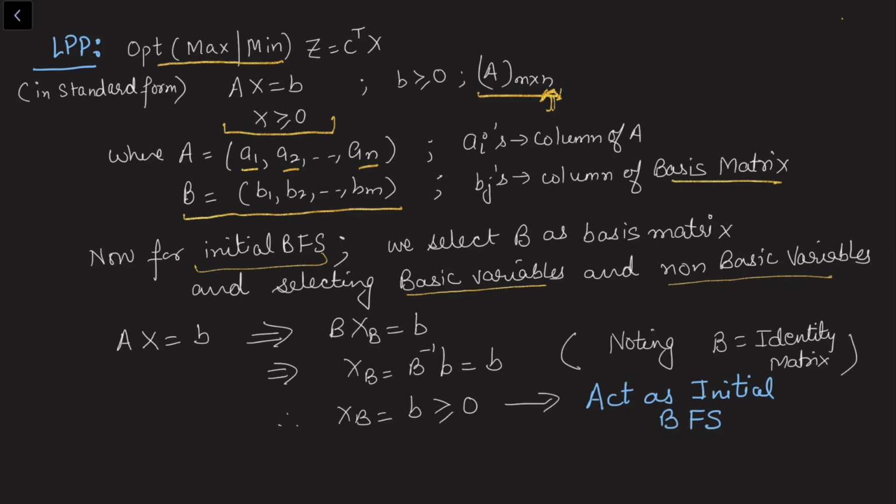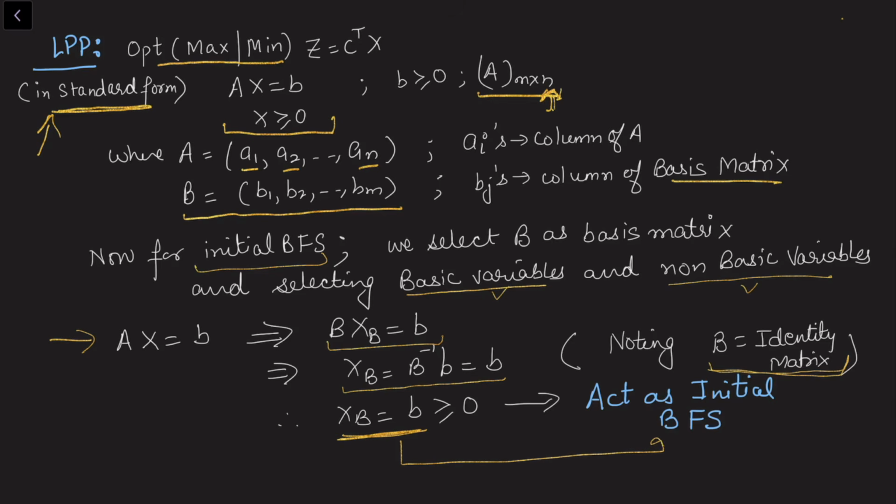So for the initial basic feasible solution, once we have selected basic and non-basic variables, we can reduce the system Ax equal to b as B xB equal to b. This point I have explained in my previous videos. So now from here xB is equal to B inverse multiplied by the right hand side, and noting that if B is an identity matrix, then this xB is straight away equal to the right hand side, and because we have already converted the LPP into standard form, our right hand side is always greater than or equal to 0, so hence this xB acts as the initial BFS.